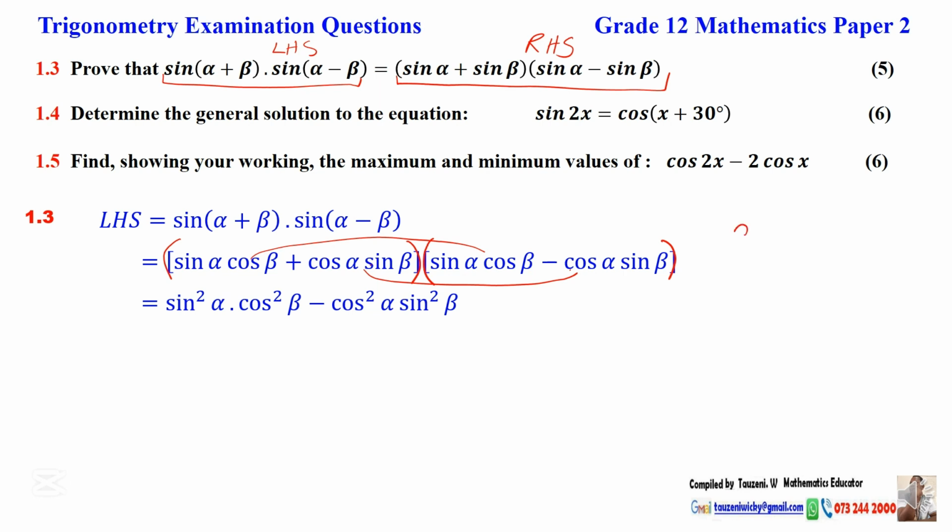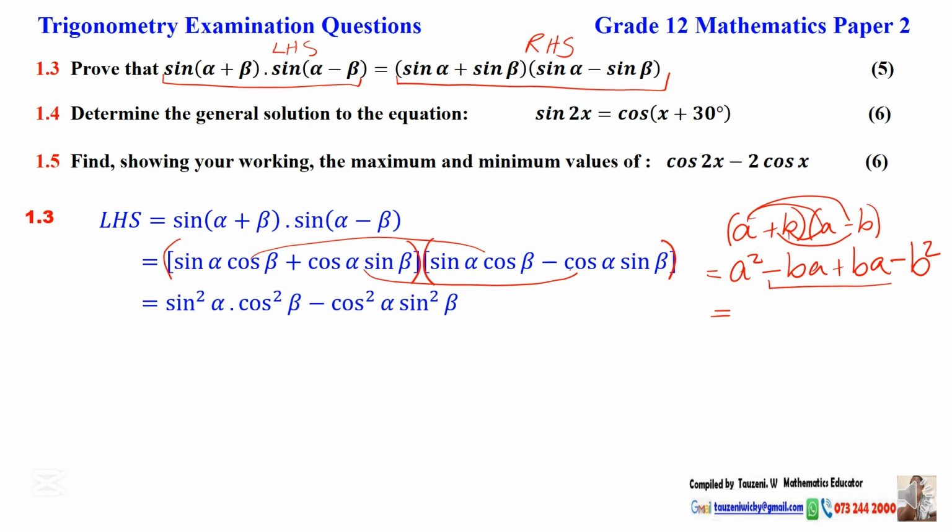Let's say I've got A plus B, just to illustrate what happened here, times A minus B. Now A times A gives me A squared. A times B gives me minus BA. Then B times A gives me BA. Then B times B is going to be negative B squared. Then from here, these two terms in the middle are like terms. They give us 0. So this is A squared minus B squared.